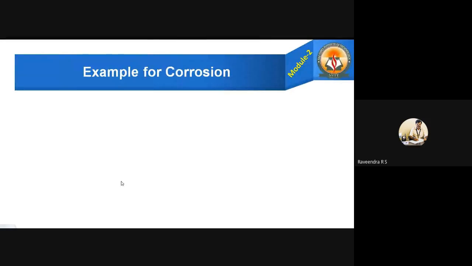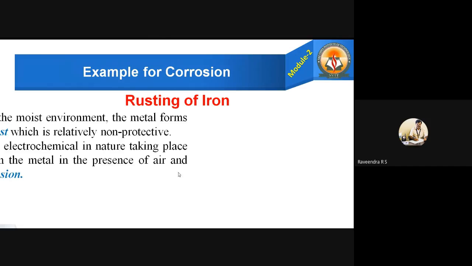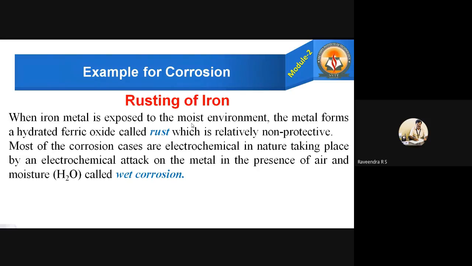Now, let us directly go to the examples of corrosion. We'll have a well-known example, everybody knows. So, rusting of iron. When iron metal is exposed to the moist environment, the metal forms hydrated ferric oxide called rust, which is relatively non-protective in nature, and most of the corrosion cases are electrochemical in nature, taking place by an electrochemical attack on the metal in the presence of air and moisture, and it is called wet corrosion. Most of the corrosion cases are wet corrosion in nature. This is the example, rusting of iron.